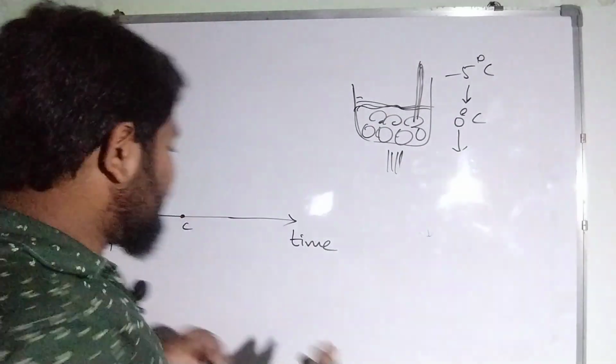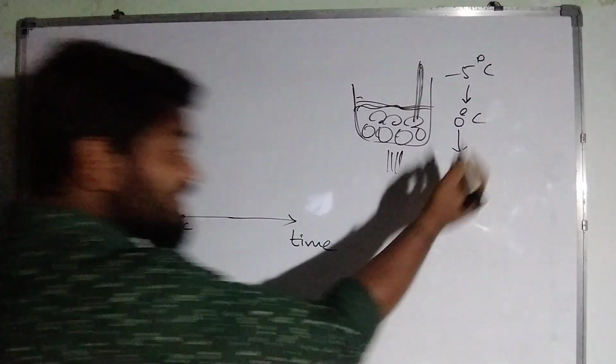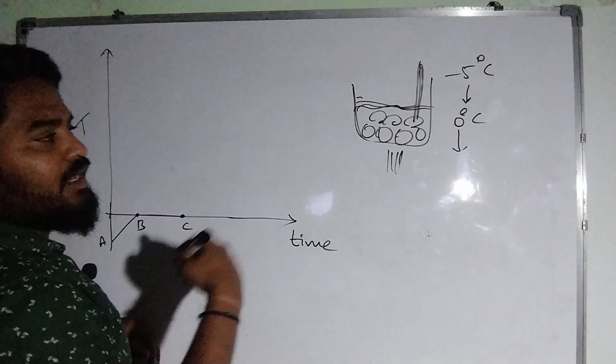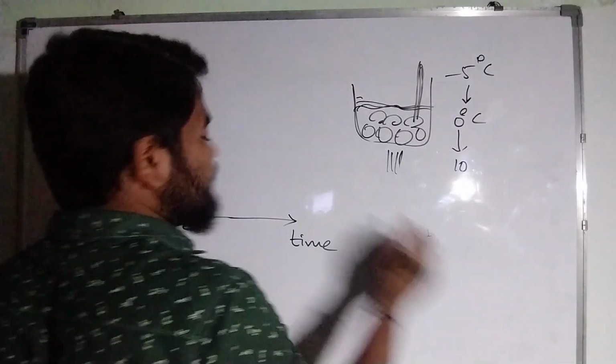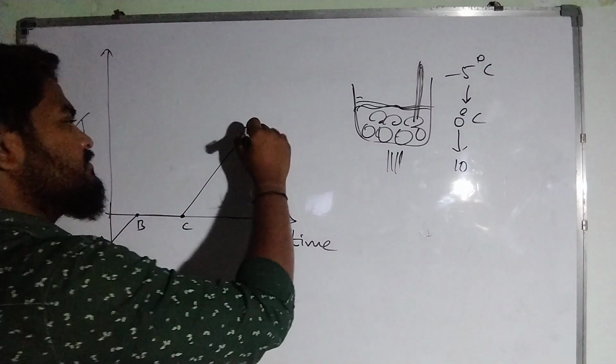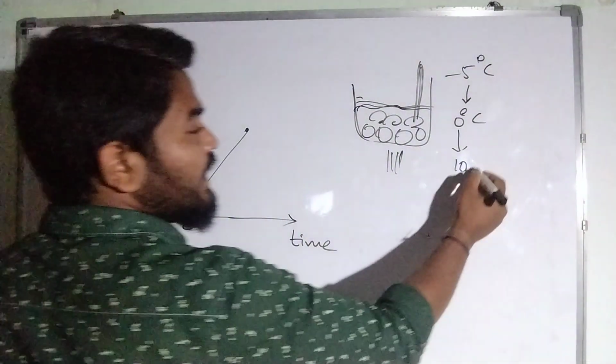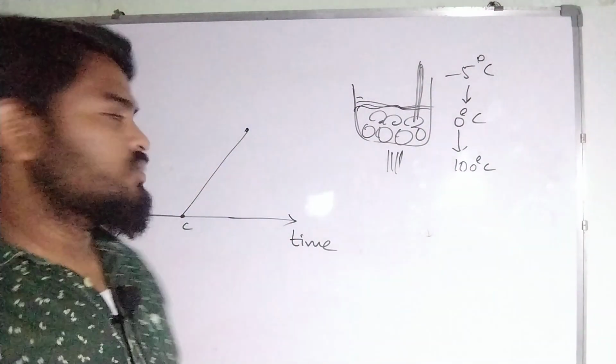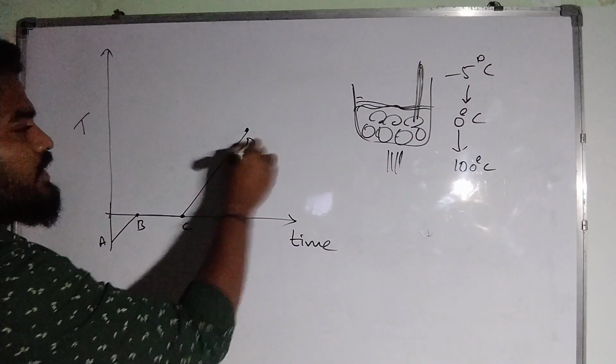After forming into liquid, then what happens again? Then I observed a rise in the temperature. The temperature rises to 10 degrees Celsius. It continues rising until 100 degrees Celsius after melting, right? So let me take this point as D.